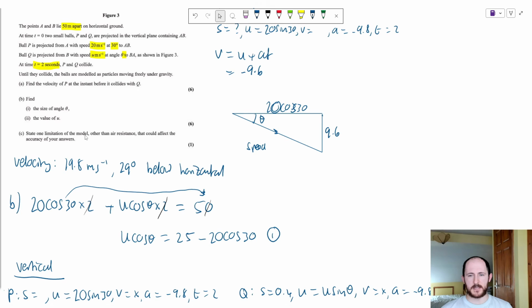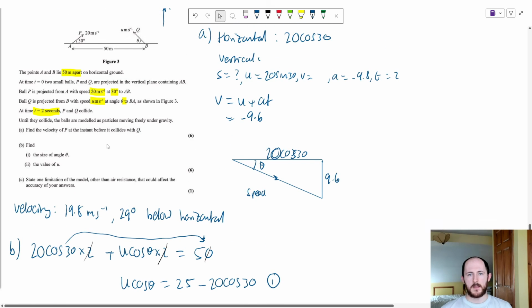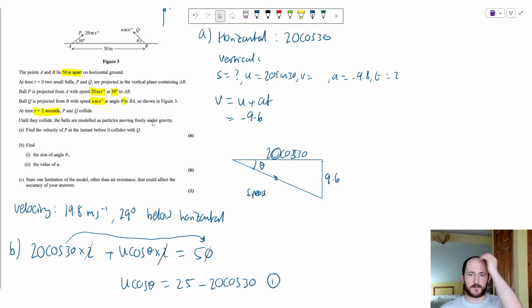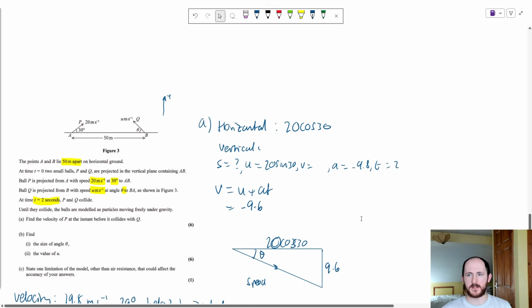It says state one limitation of the model other than air resistance that could affect the accuracy. There's two things you can do. One is you can have a look at the assumptions they've made. So their model has particles moving freely under gravity. So you can include the wind, you can include spin, you can use a more accurate value of g, you could take into account the shape of the particles. Anything along those lines will work, and that's kind of the same for all mechanics questions.